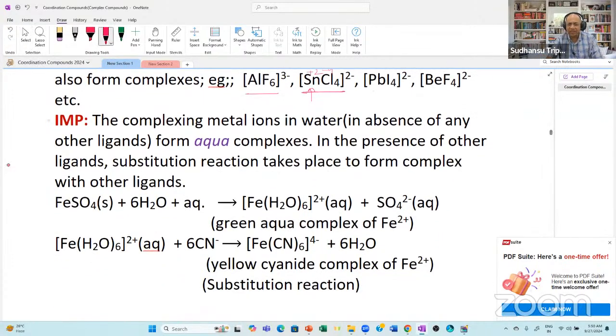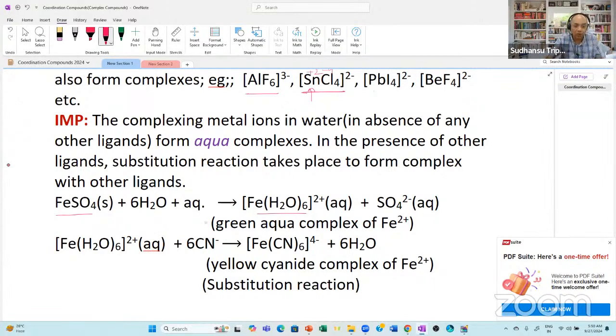Similarly, you can find out. The most important thing is that if there is no other ligand and you put a transition metal salt simply in water, it forms an aqua complex. For example, Fe2 plus gives the hexaaqua complex. The green solution that you call ferrous sulfate solution is actually [Fe(H2O)6]2+ SO4 2-. It immediately coordinates to water molecules and forms a coordination complex ion.